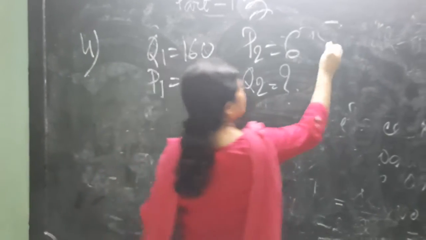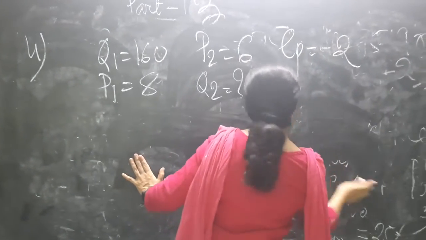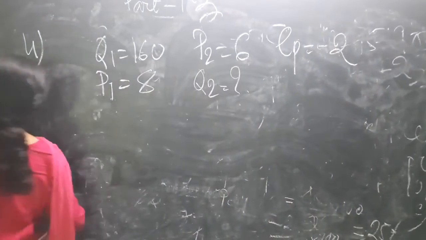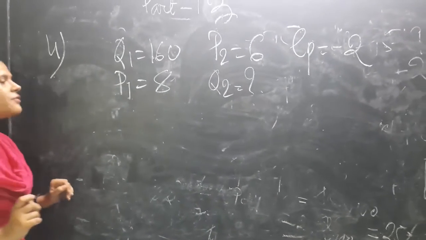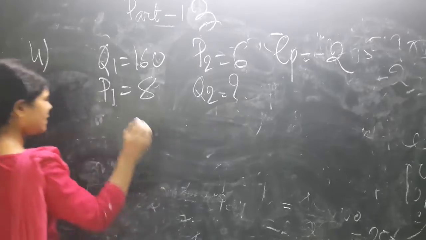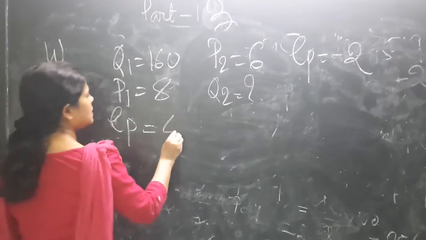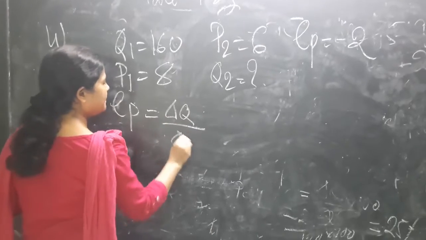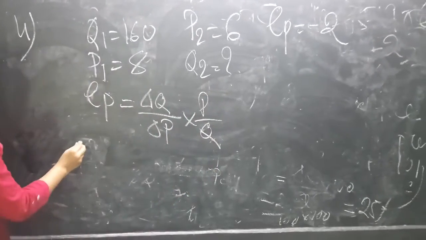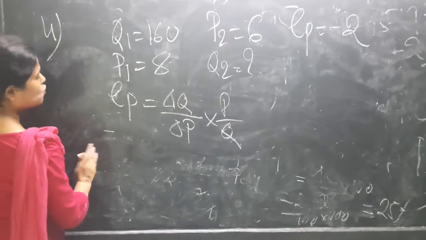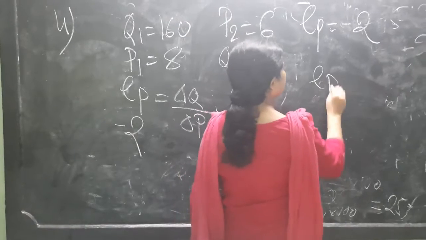So EP will be -2. Okay, understood? What will be the value of Q2? So EP, you can also try, EP equals delta Q by delta P into P by Q. So EP we have got -2, which means the magnitude of EP is greater than 1.